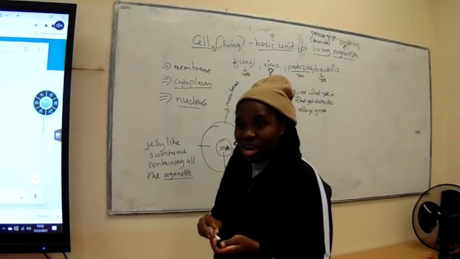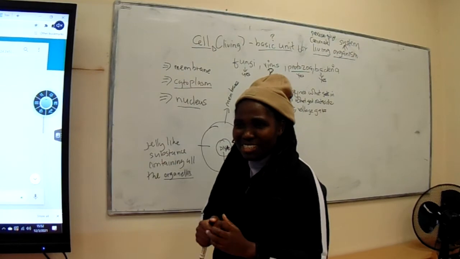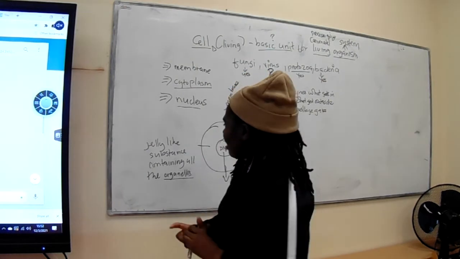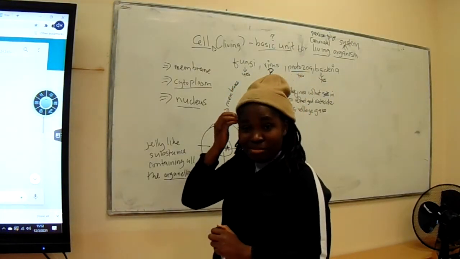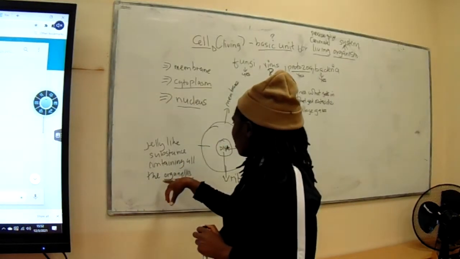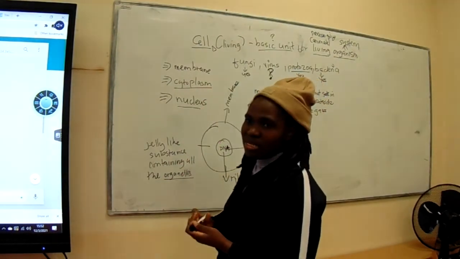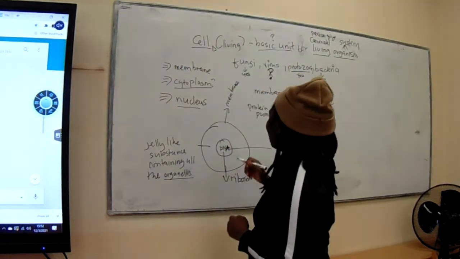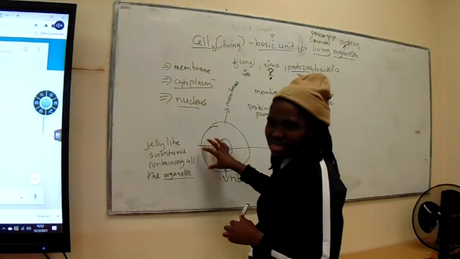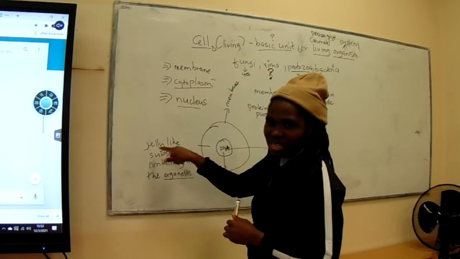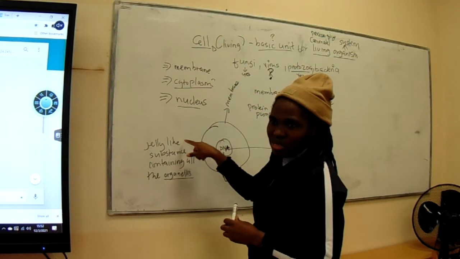So are we together? We are together. Is it making sense? Sure. Okay. So your cytoplasm is a jelly-like substance containing all the organelles. And why is the cytoplasm very important? The cytoplasm is very important because all the metabolic processes take place in the cytoplasm. Because remember, for metabolism to take place, we need an aqueous environment. This jelly-like substance gives you the what? The aqueous environment that you need.